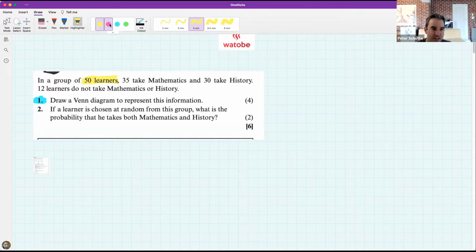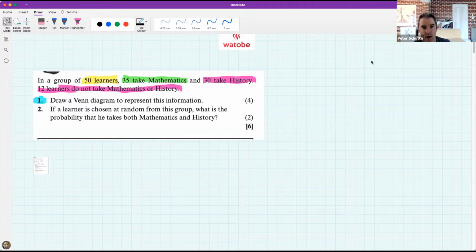There are 50 learners, and 35 take mathematics and 30 take history. 12 learners do not take either. What does my Venn diagram look like? I want you to try and draw that, and think about the different regions in that Venn diagram. Once you have done it, say done, or if you would like to give me some guidance or hints, you can put your hand up and guide me through how we should do it.